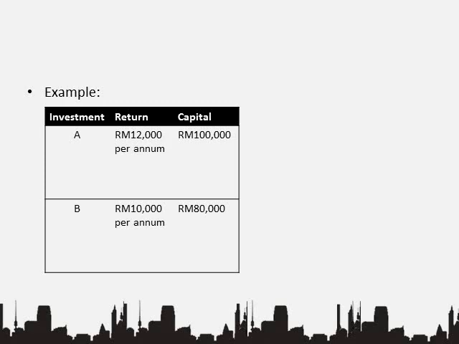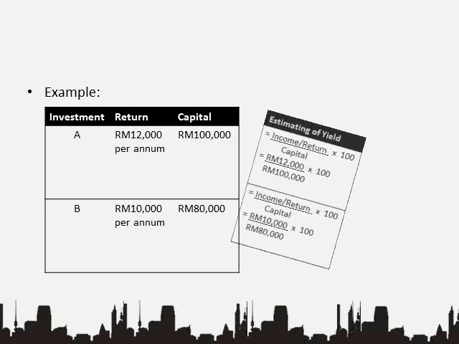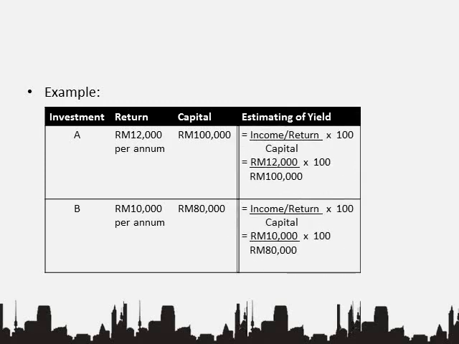Let's calculate the yield first. Recap the formula: to calculate the yield, it is income divided by the capital, times 100. Here the income, the return for investment A, is 12,000. So we divide by the capital of 100,000, then times 100. For investment B, we repeat the same process. The income is 10,000 and the capital is 80,000, so we times 100.